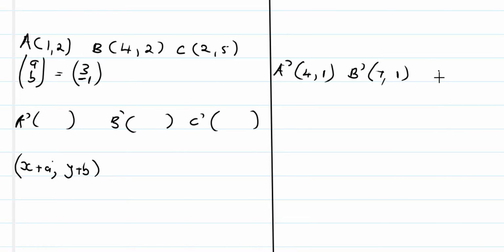And then we go to C, and we already know C is (2, 5). So the first one is 2 plus a, which is 3, so 2 plus 3 is 5. And then the second one is 5 plus b, of course b is negative 1, so it will be 5 plus negative 1, which is 5 minus 1, and becomes 4. So these are the new coordinates of the translated triangle. So can we go to the next rule?